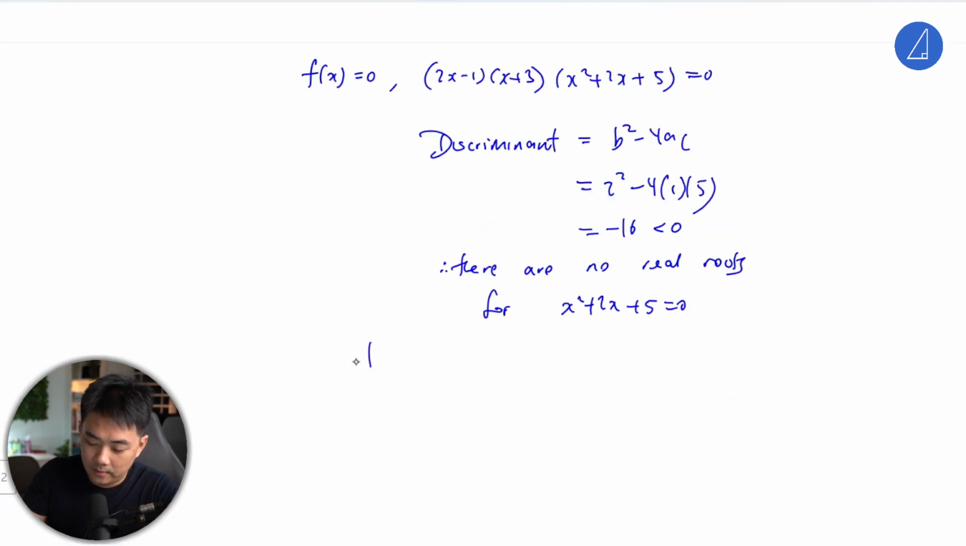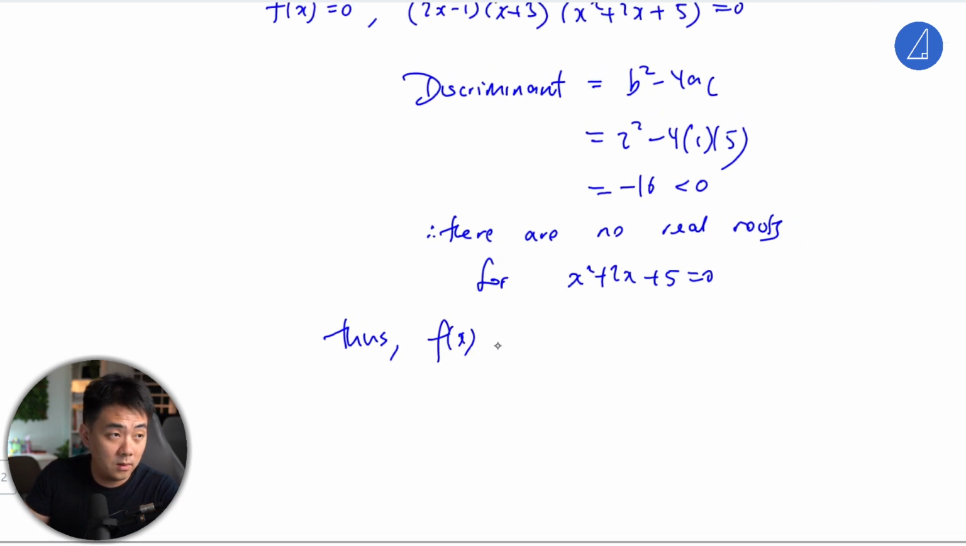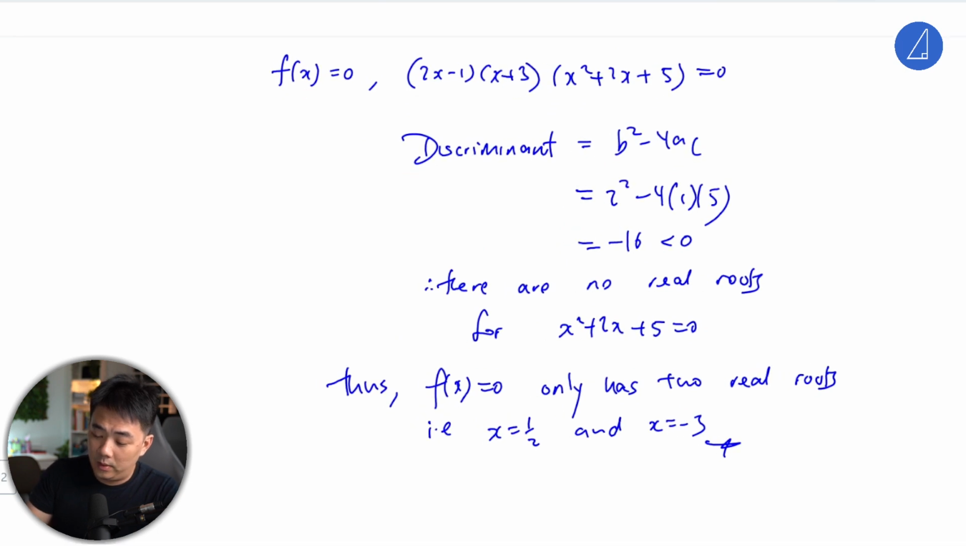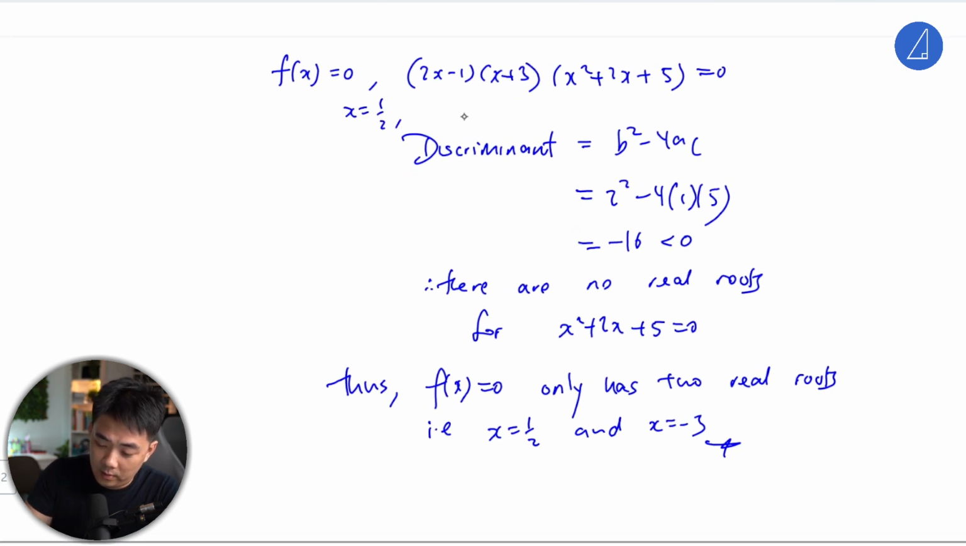So thus f(x) equals 0 only has two real roots, that is x equals half and x equals negative 3. So essentially we know x equals half is one, x equals negative 3 is another, and x squared plus 2x plus 5 equals 0 doesn't have real roots.